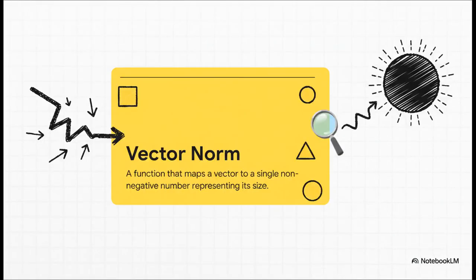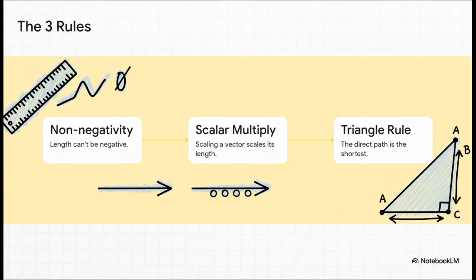Okay, so if we want to get just a little more formal for a second, a vector norm is just a function. That's it. You feed it a vector, and that vector could be anything, right? Pixel values from an image, word counts from a document, you name it. And out pops a single, non-negative number, a number that stands for its size. That is its entire job. Now, here's the thing. For any old function to be called a proper norm, it has to follow three basic rules. And honestly, they just make intuitive sense.